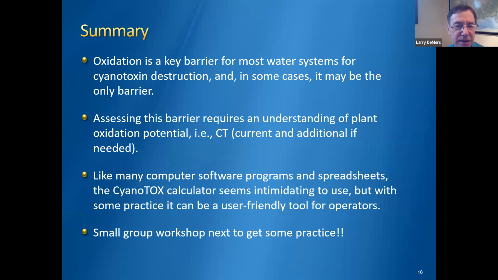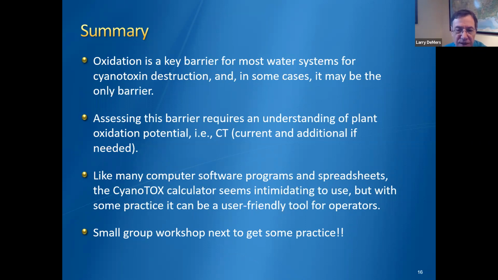So summarizing, oxidation is definitely a key barrier for most water systems for cyanotoxin destruction. And in some cases, it may be the only barrier that the plant has. So I know Jamie asked me about a situation about a small water treatment plant a few months ago at a camp. And they really didn't have any physical removal. It was down to basically destruction of the toxin using chlorine. So it is a critical tool and an area to assess.